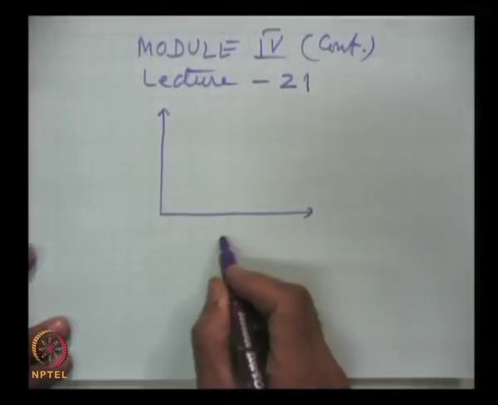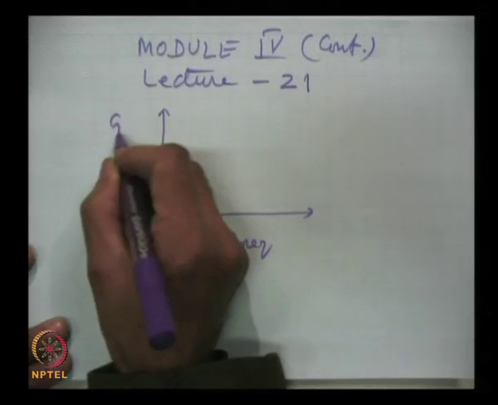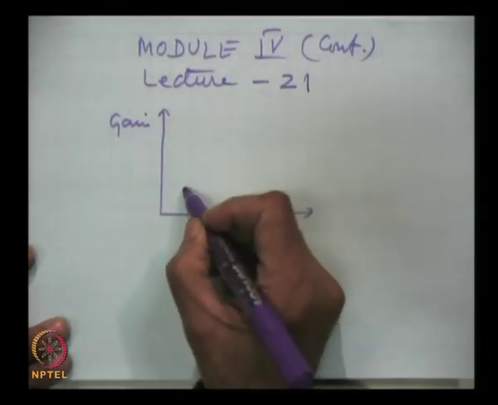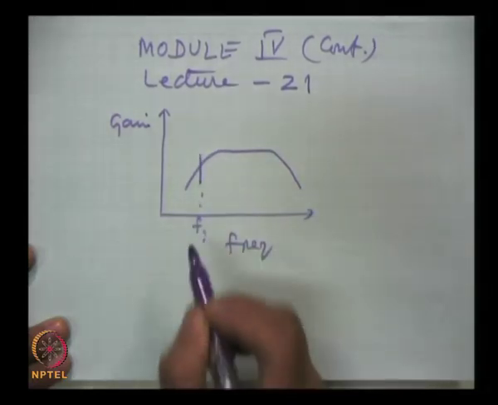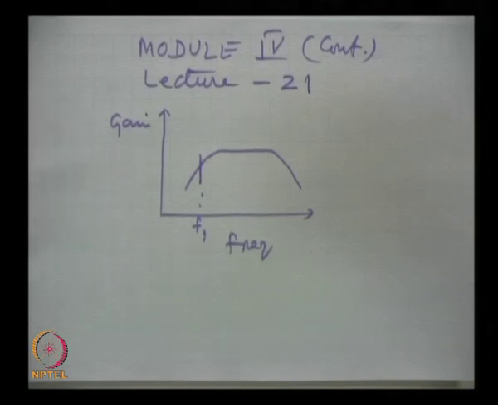Let us continue our discussion on the frequency response of the amplifier. We have seen that there are 3 factors which may result in 3 different values of lower cutoff, but in the graph when we plot frequency versus gain, we actually get just one lower cutoff, which is f1.